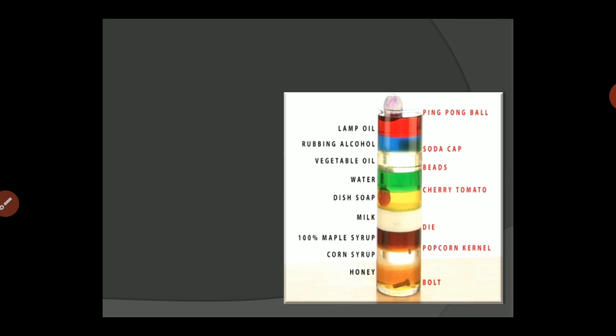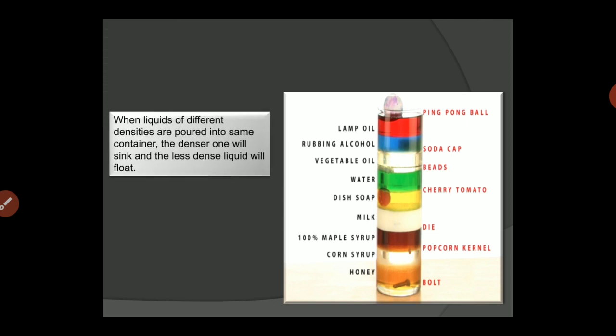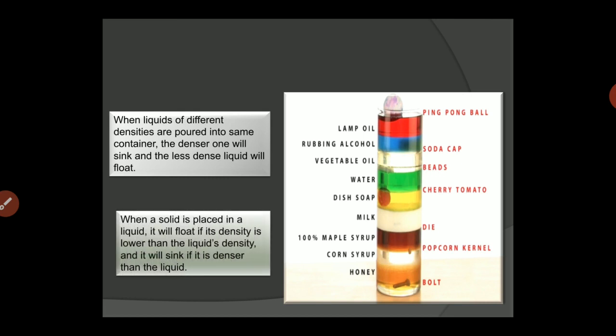So you know the density of honey is maximum and that of the lamp oil is minimum compared to the liquids that are being used over here. You can even see on the right hand side there is a list of some solids that are dipped into it, and the same reason applies here for the solids being on the top or at the bottom. So when solids are placed in liquids, they will float in a liquid whose density is higher than the solid's density, and they will sink if their density is more than that liquid's.